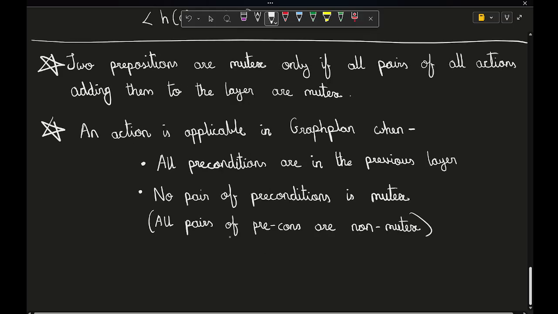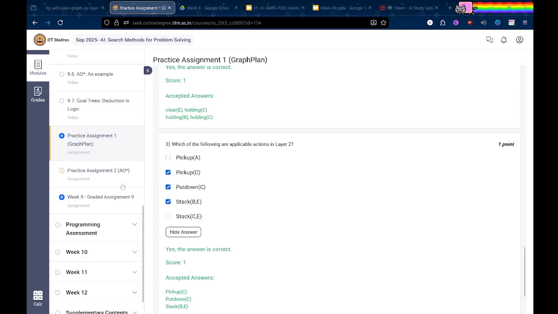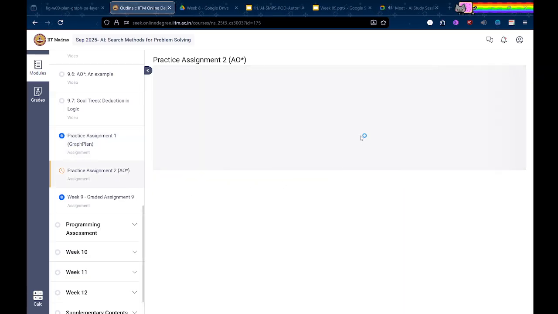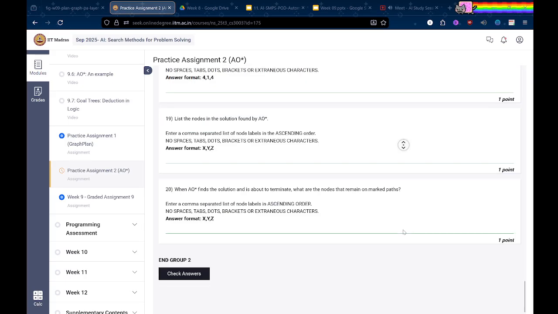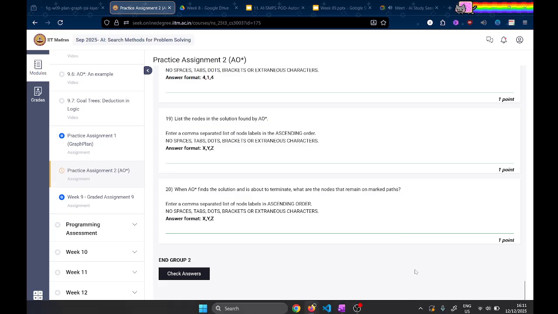Okay, so that's how you solve graph plan and that's how you solve AO star. So there's this entire thing left, but honestly I don't have the energy left to do it anymore.